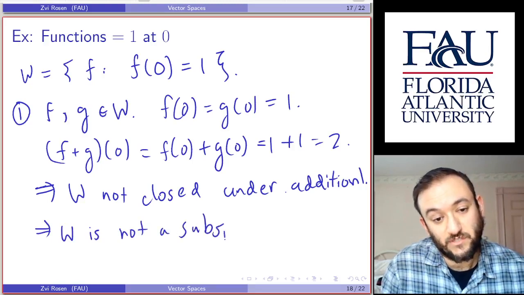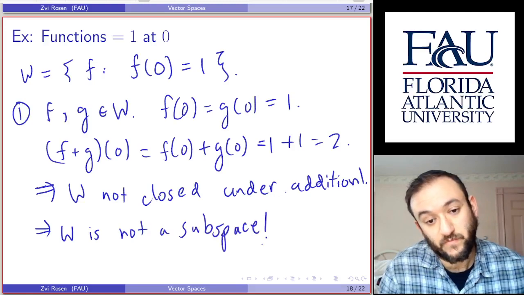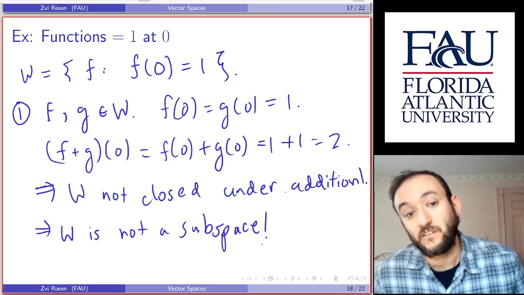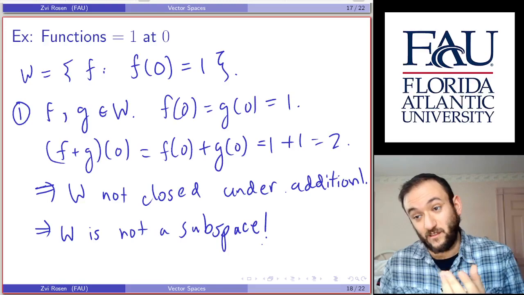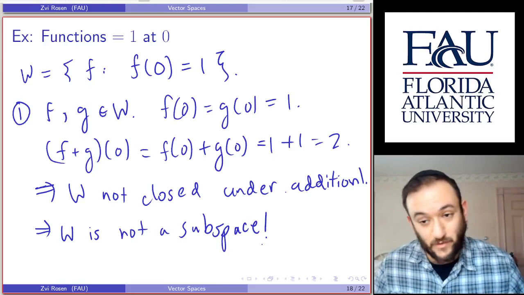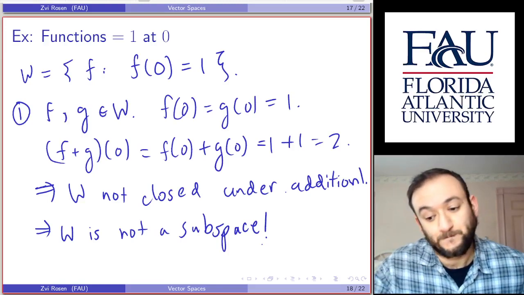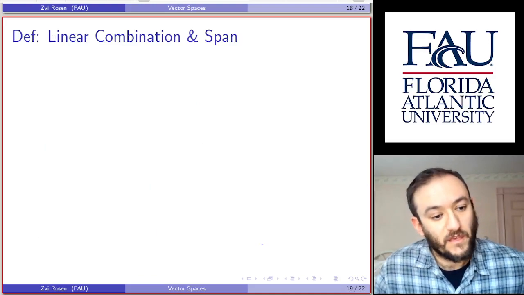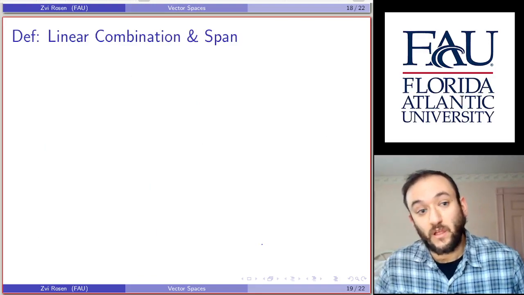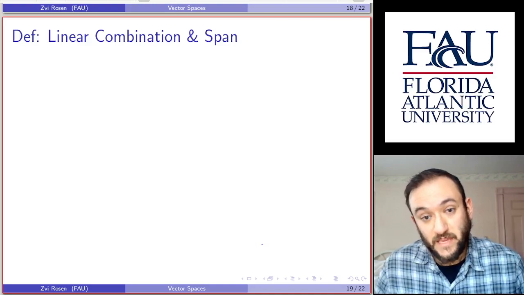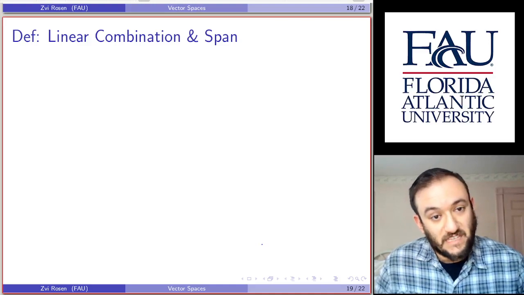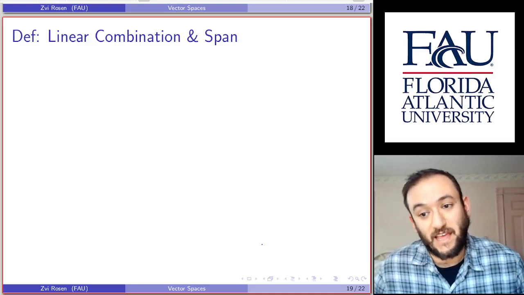You could actually deduce this from the second property as well. If you multiply by some scalar, then the value at 0 is going to scale too, and it's not going to be 1 anymore. It's going to be whatever scalar you introduce. So those were some subspaces as well as an example of a non-subspace. The final topic will be linear combination and span.